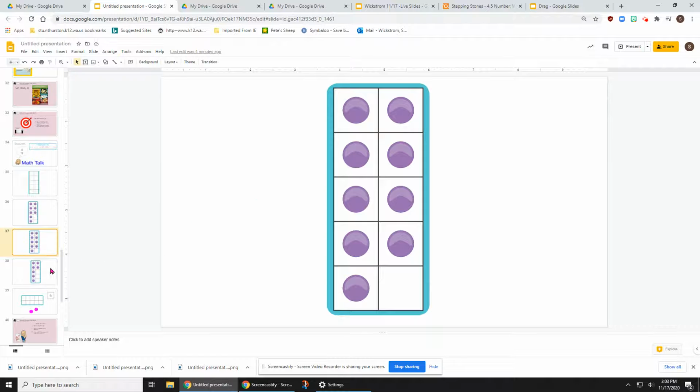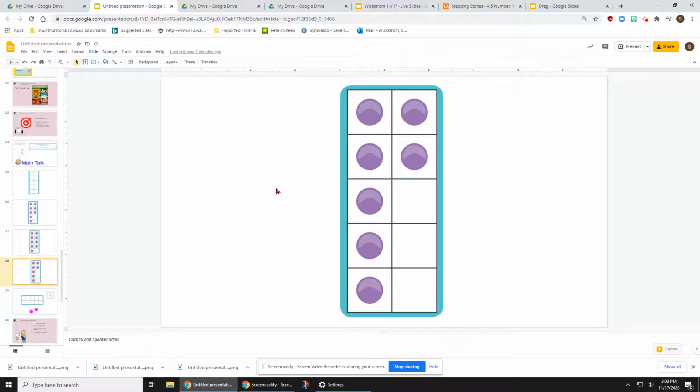Let's look at another one. Go ahead and take a second and just count how many purple counters. What did you come up with? 7. Yes. So we can count all of them. 1, 2, 3, 4, 5, 6, 7. Or we see that there is 5 here and we count on. We say 5, 6, 7.